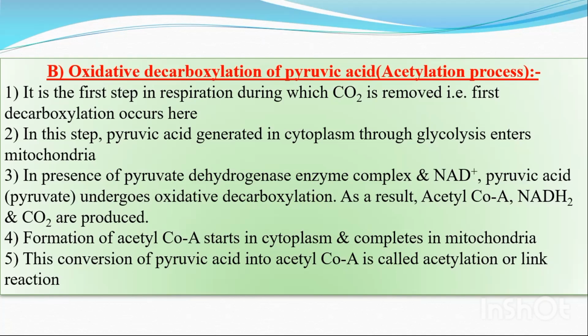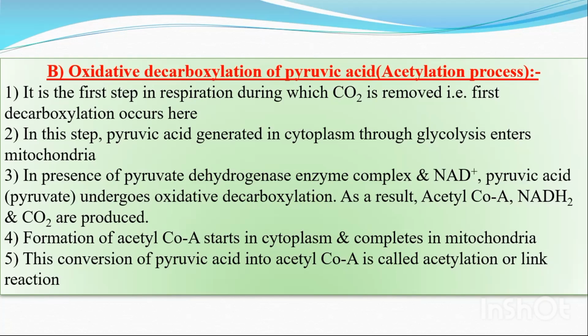आणि 2 कार्बनचं जे कंपाऊंड असतं त्याला आपण म्हणतो ऍसिटिल. 2 कार्बन ऍसिटिल. So there will be formation of acetyl moiety, and that's why it is also called the acetylation process. Let's see what it means. It is step 1 in the respiration during which carbon dioxide is removed. It will be the first decarboxylation, because during glycolysis there wasn't any removal of carbon dioxide. पहिल्यांदा carbon dioxide बाहेर पडणार आहे.